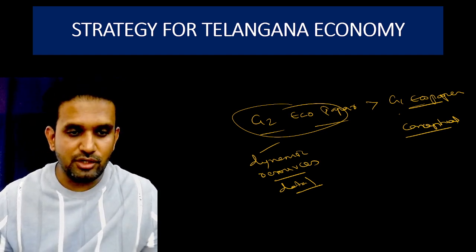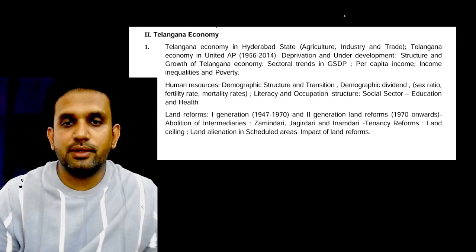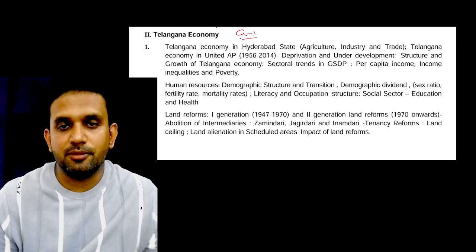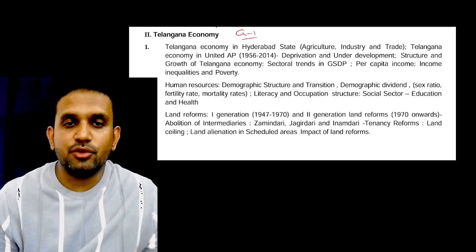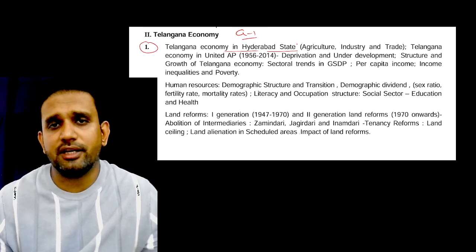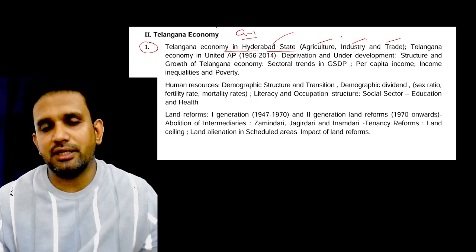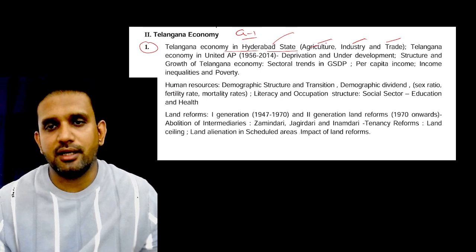Let us now go with the topics that we are having. This is the group 1 syllabus. The first unit of group 1 deals with Telangana economy in Hyderabad state. So how was the economy of Telangana? Obviously we'll talk about agriculture, industry and trade. Today also, if we talk about it, the economy is basically divided into three important sectors: agriculture, industry, trade.